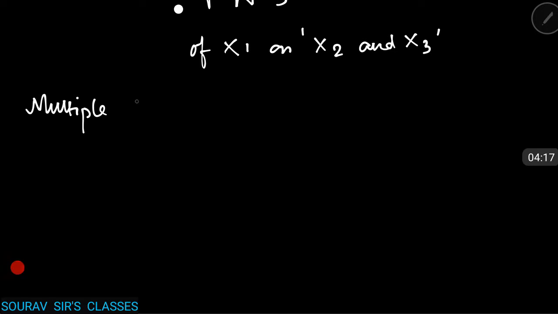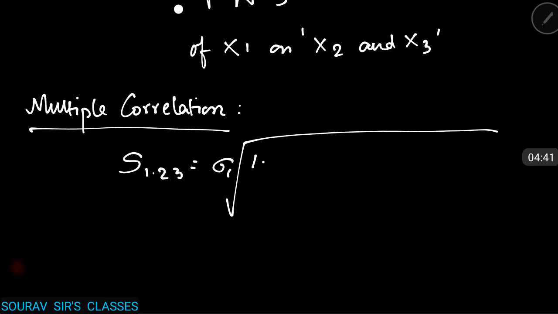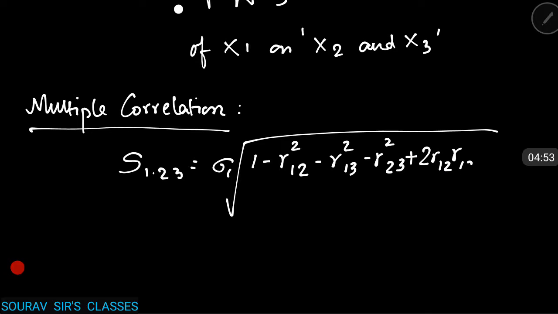Multiple correlation. The standard error of the estimate in terms of the correlation coefficients r12, r13 and r23 is S1.23 is equal to sigma 1 root under 1 minus r square 12 minus r square 13 minus r square 23 plus 2 r12 r13 r23 divided by 1 minus r square 23.